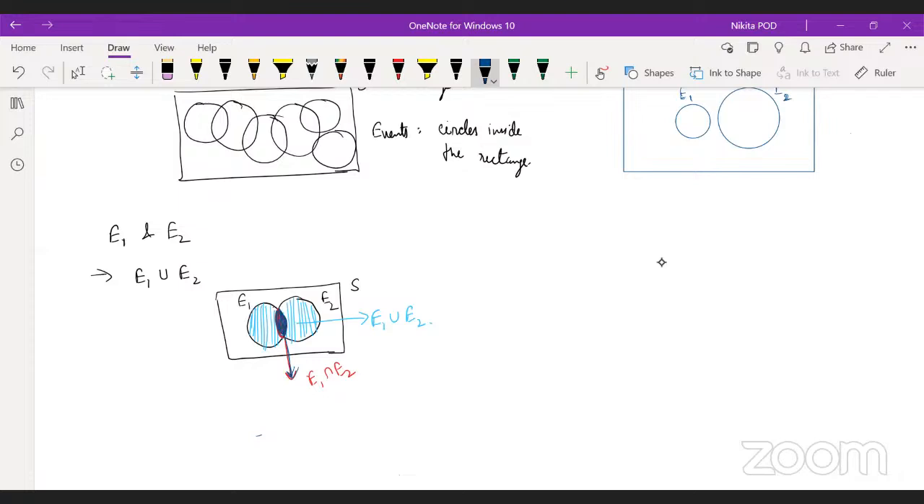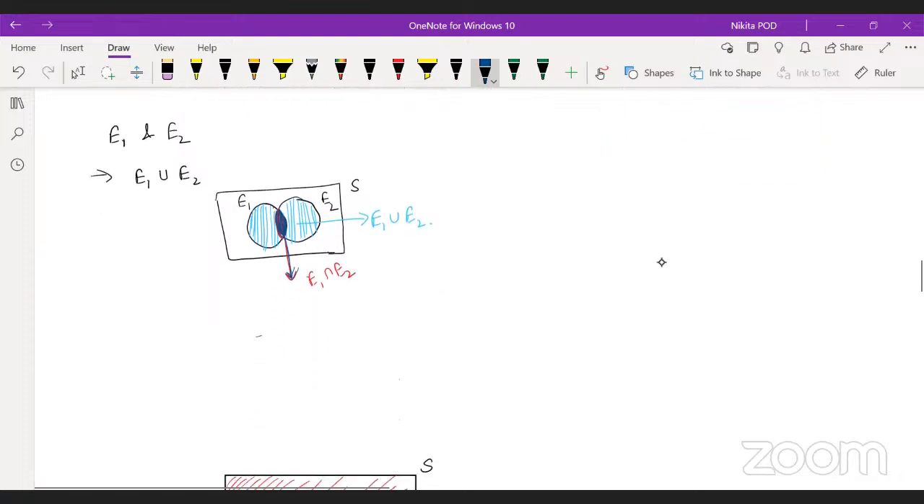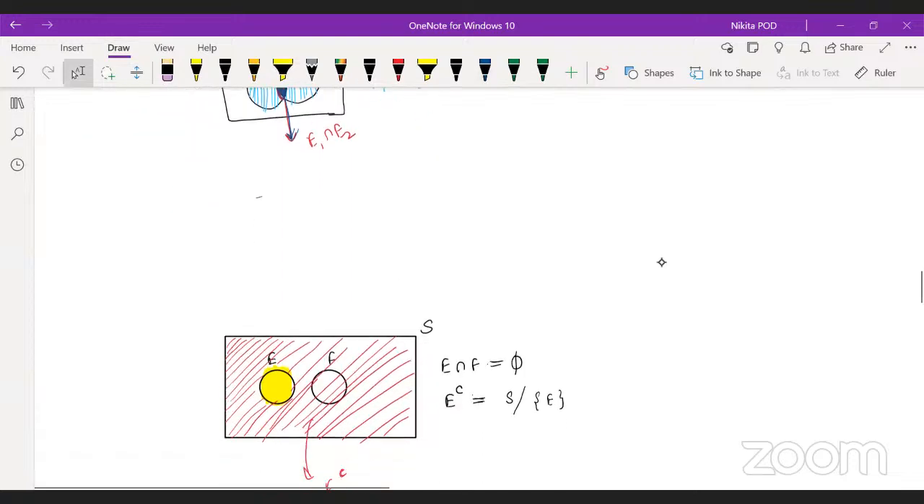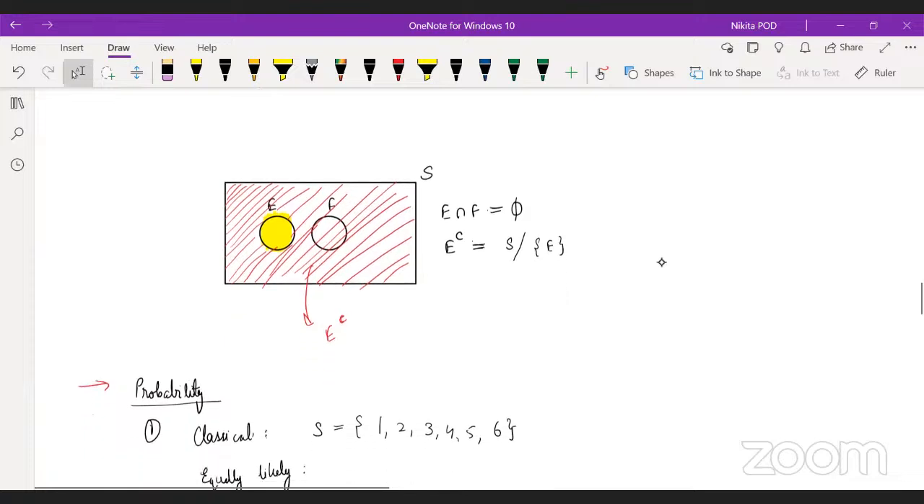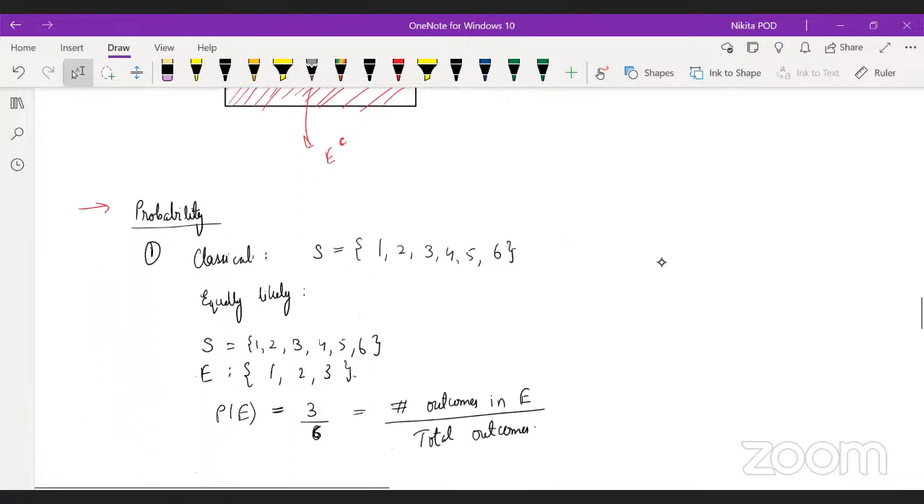So when you have to define these events, E1 union E2 or E1 intersection E2 or E1 complement or anything that you want, you can represent it using a Venn diagram. It's much easier to understand, so it's simple. All right, that was all about Venn diagrams.